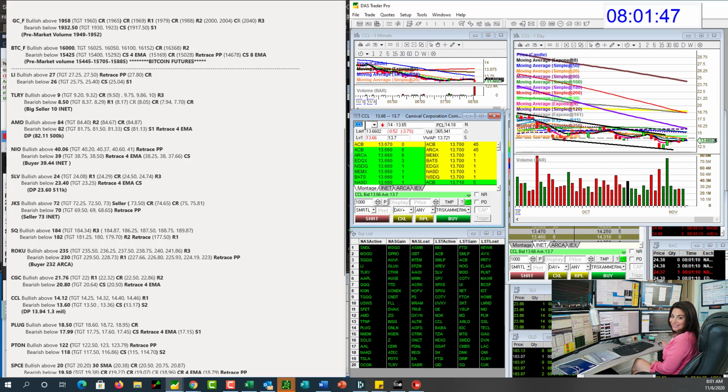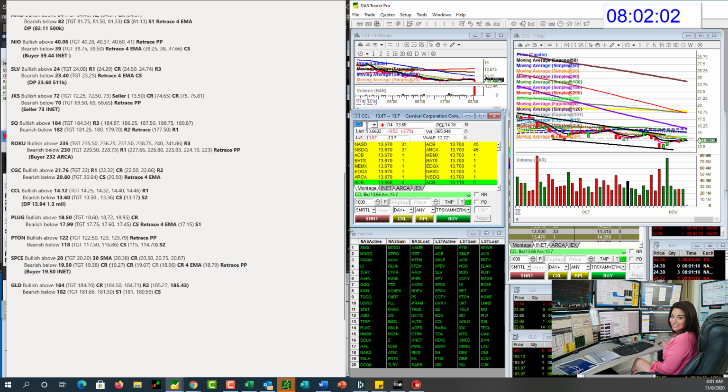Carnival just had some news. We're not going to pay attention to the news. It has volume this morning. We're going to be bullish above 14.12, bear below 13.60, coming down to that right now.